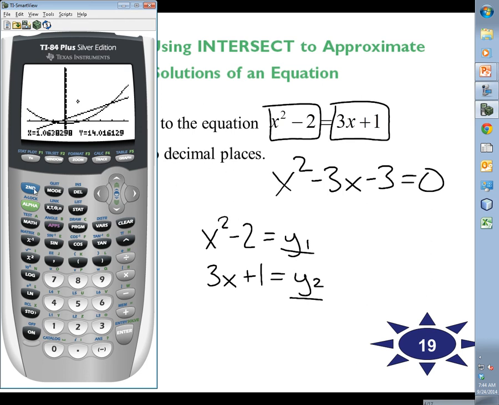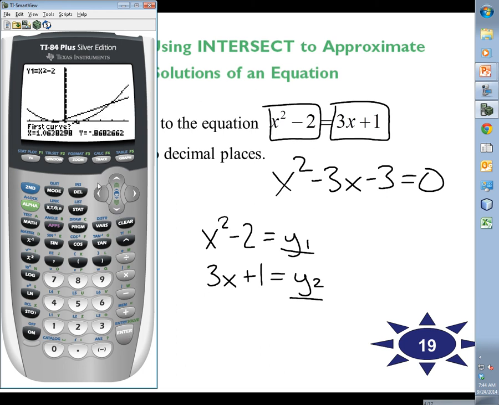So let's go ahead and calculate our answer. Second trace to calculate. Now this time we're not looking for the 0, right? If we look back at the graph, we didn't set this equal to 0. So we're not doing the 0. Instead, we're intersecting. So now we're calculating the intersection.